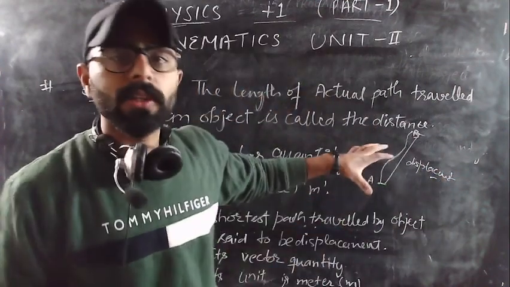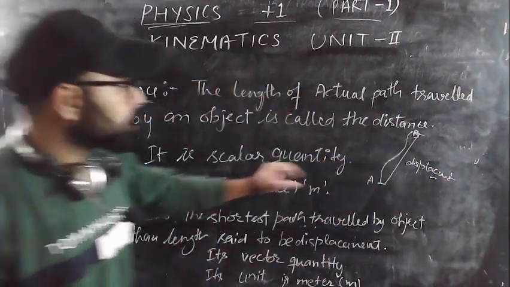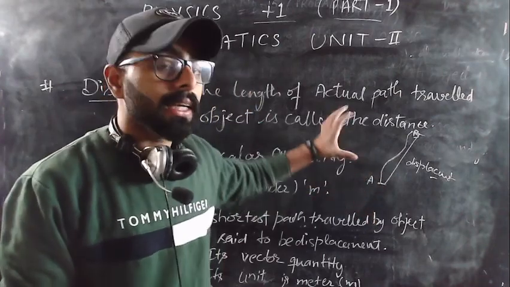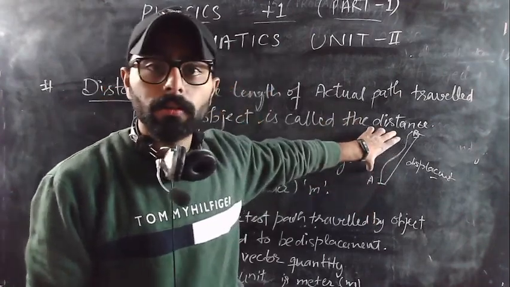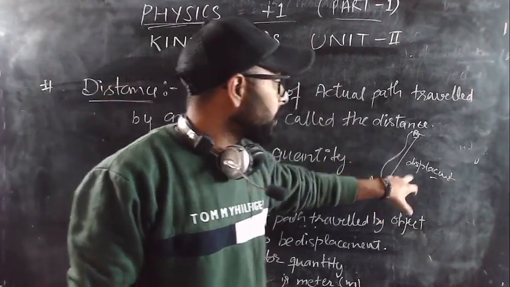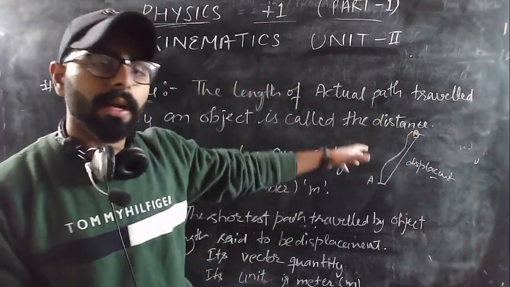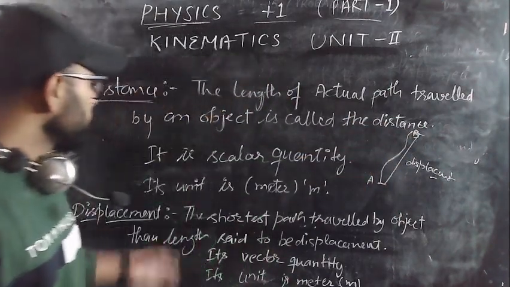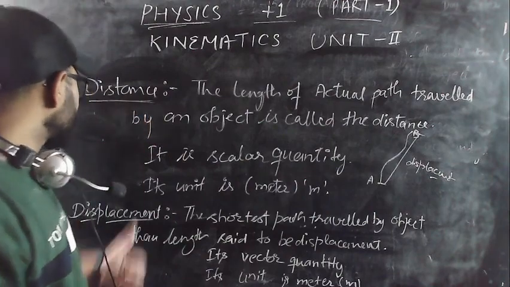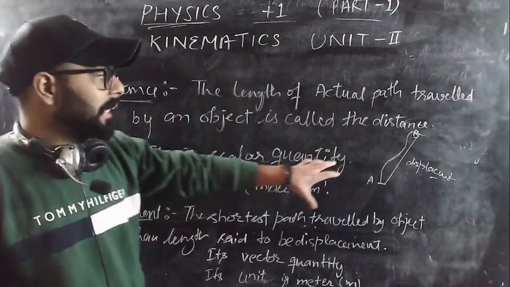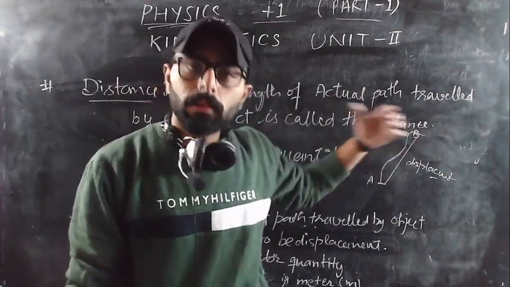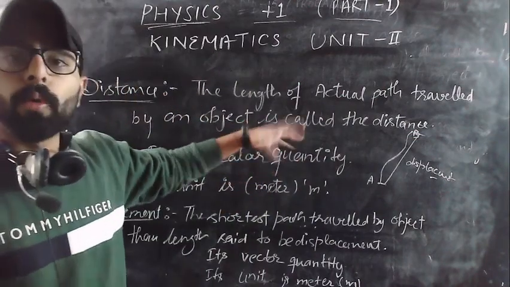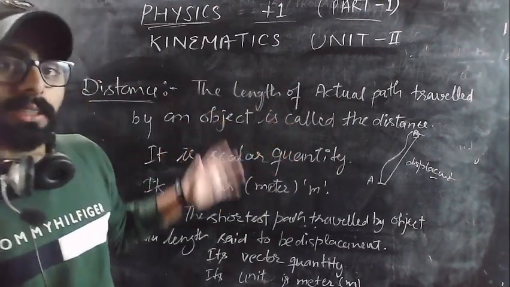So what is the difference between distance and displacement? As we can see, distance is the longer length we consider, and displacement is the shortest path between the start and end of the object's travel. So this is the definition of distance and displacement. You can easily understand it with this example. Further we will study more examples of the difference between distance and displacement.